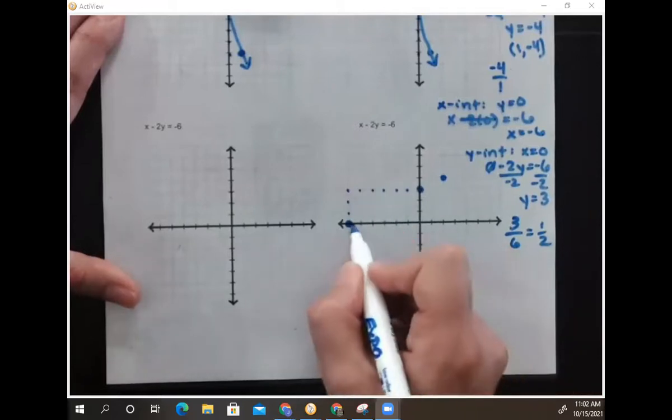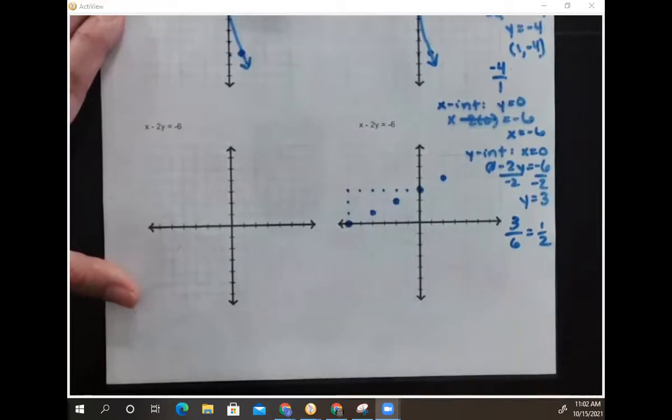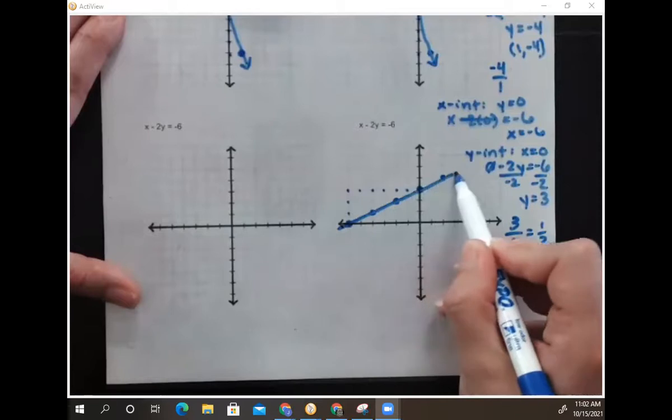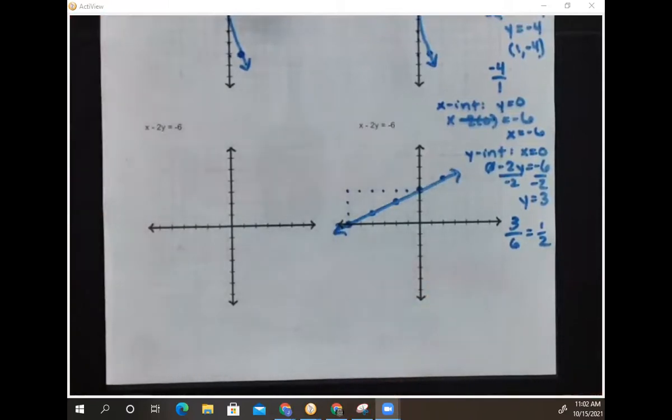You can also find, again, those points in between. Up 1 over 2, up 1 over 2. As long as you have at least 3 accurate points, I'm happy. Connect them, throw your arrows on the end.